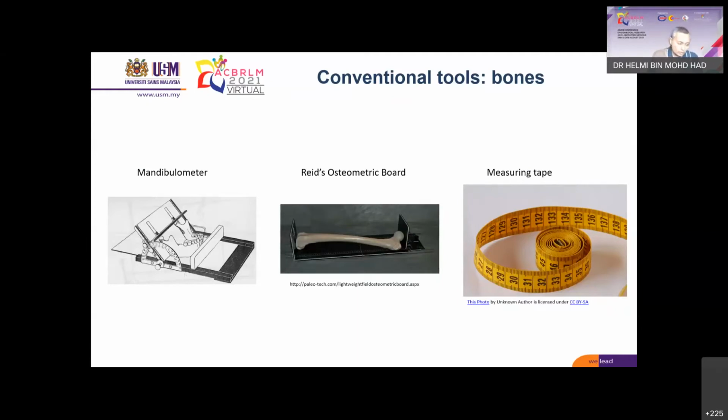The Reed's osteometric board here, the picture in the center, tells you about the length of an individual bone. So if you take a bone and put it here, it just measures the absolute length. This board is still being used today for bone measurement. If it's not being used today, it may be placed in your anatomical museum, in your university, or in your hospital. Finally, we can also use measuring tape for taking measurements.